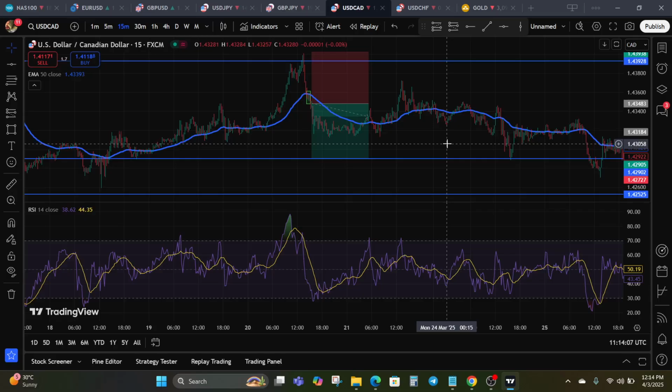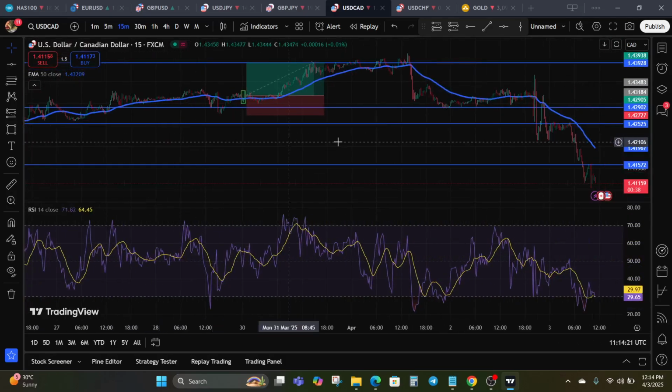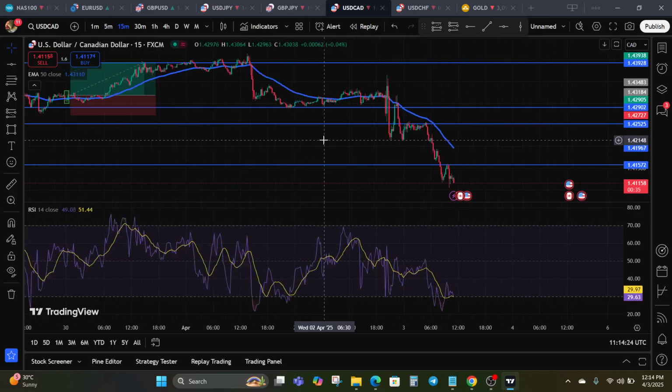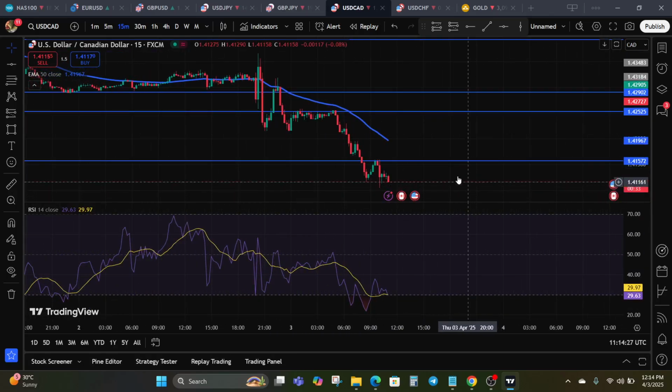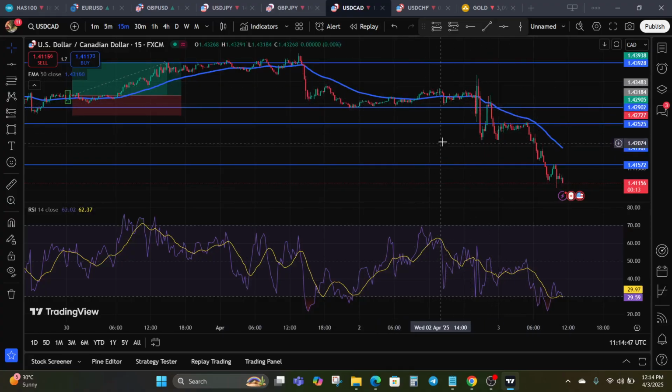And also only take trades that align with the trend. If you have a prevailing sell trend, you should only look for sell opportunities. If you have a prevailing buy trend, you should only look for buy opportunities. It is very, very necessary. You can use the 50 EMA as a guide for identifying the overall trend direction. And then, of course, avoid trading during high impact news events.